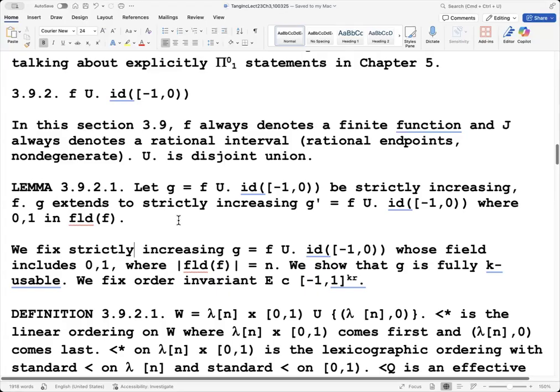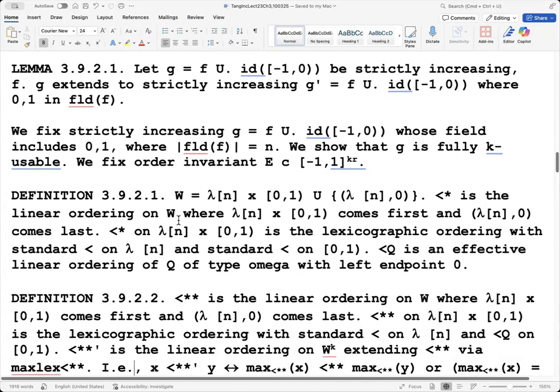So we're going to fix a strictly increasing G whose field includes 0 and 1, and the cardinality of the field of F will be n. And we show that G is fully K usable. And we fix an order invariant C.